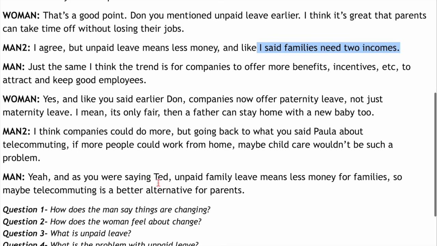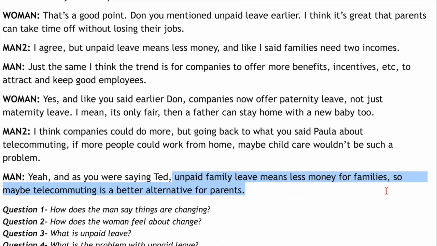Yeah, and as you were saying, Ted, unpaid family leave means less money for families. So maybe telecommuting is a better alternative for parents.